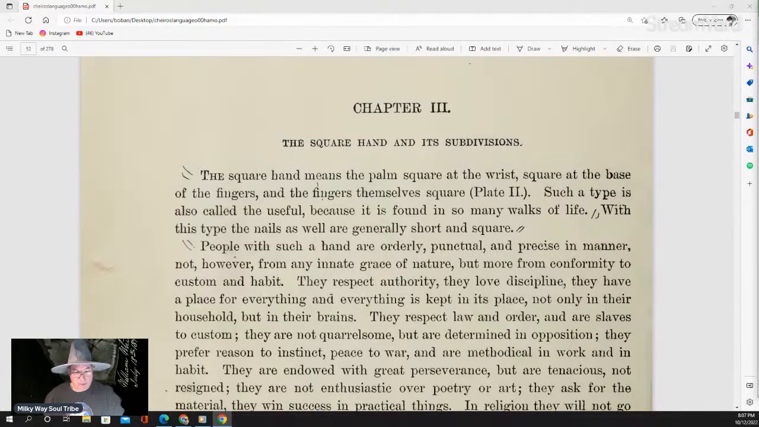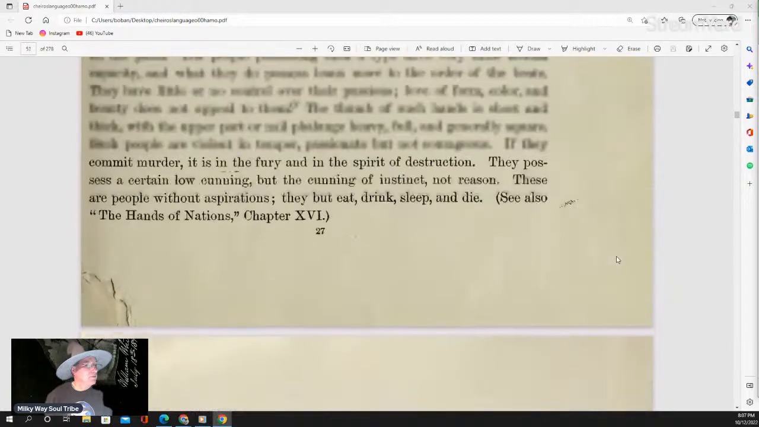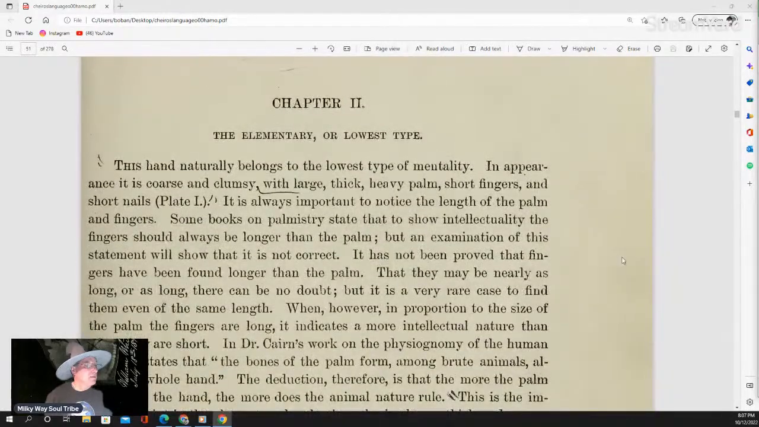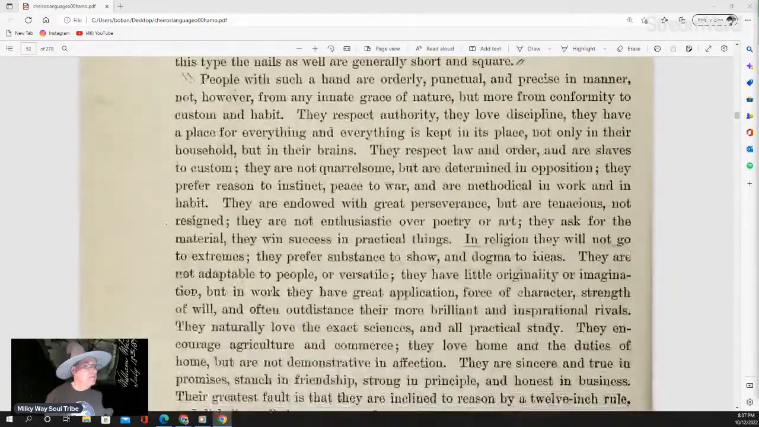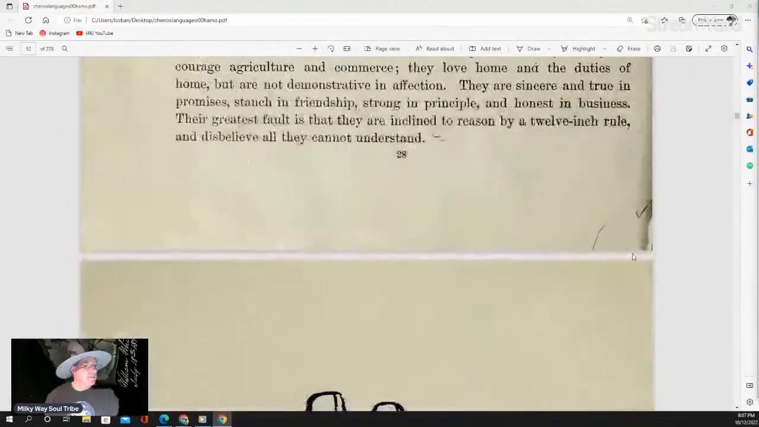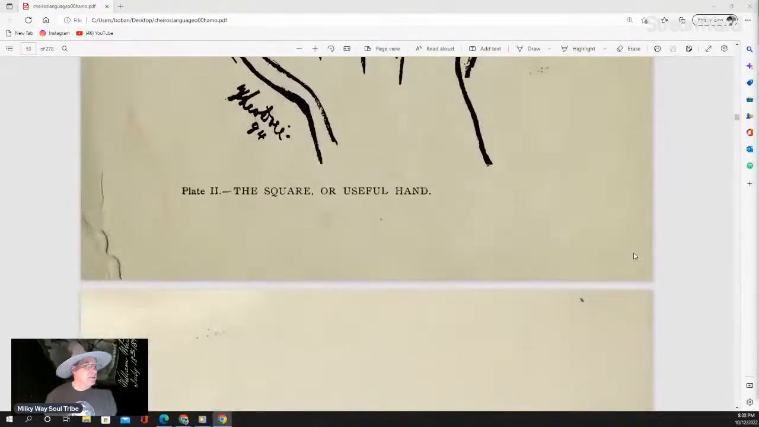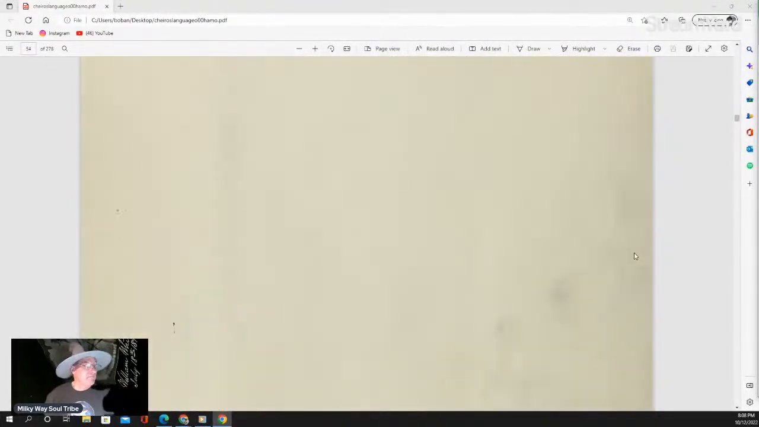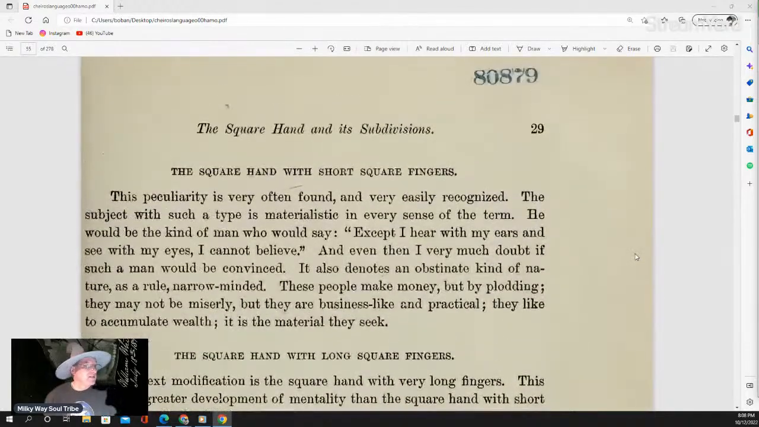Okay, hang on. This is a term. Okay, I'm trying to see if this was in my book. Square hand. Language of the hand. Maybe I went too far. Did we do that one? Elementary. We did the square. Dogma, that's ideas. Oh yeah, we did this one. The square and useful hand. Sorry, everybody. There is where we go. I had the right page, but I didn't have that right page. See, it pays to have two books.